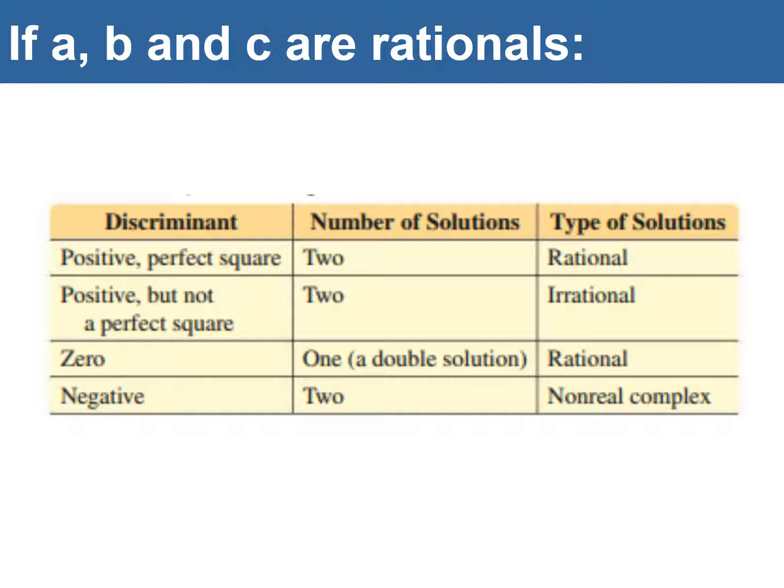Now, if a, b, and c are rational numbers and the discriminant is positive, then you're going to have two solutions. If it is a perfect square, then you have two rational solutions. If it's not a perfect square, then you have two irrational solutions. If the discriminant is 0, you're going to have one double solution, and it's going to be rational. And if it's negative, you're going to have two complex solutions.